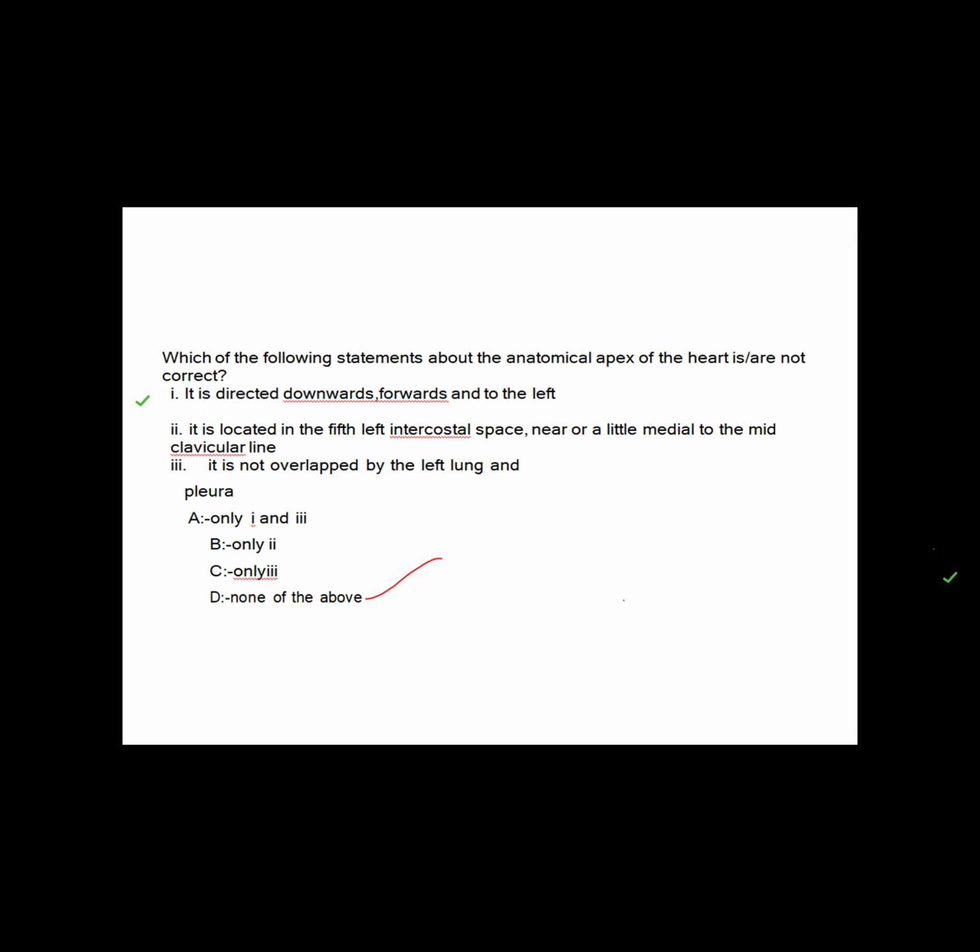Which of the following statements about the anatomical apex of the heart is not correct? It is directed downward, forward, and to the left. It is located in the fifth left intercostal space near or a little medial to the mid-clavicular line. It is not overlapped by the left lung and pleura. So this is a little easy.